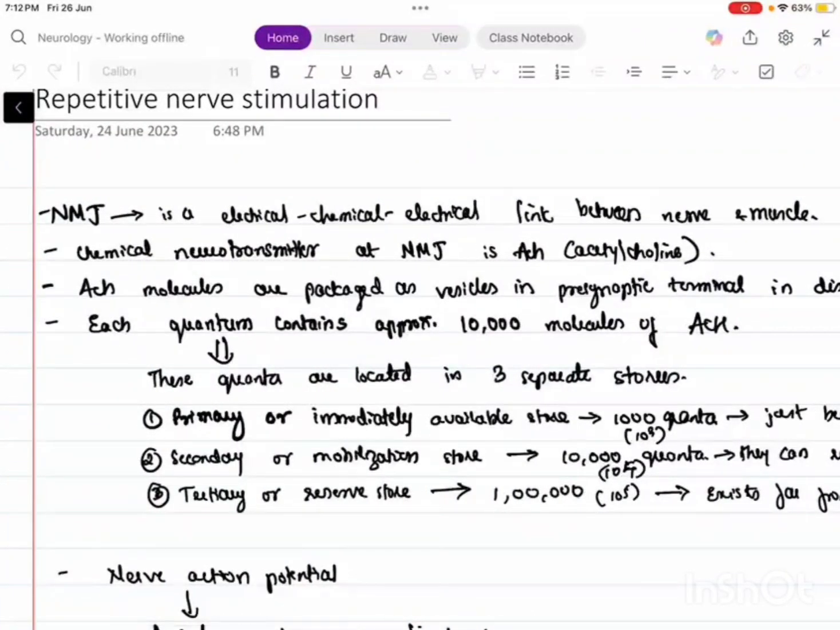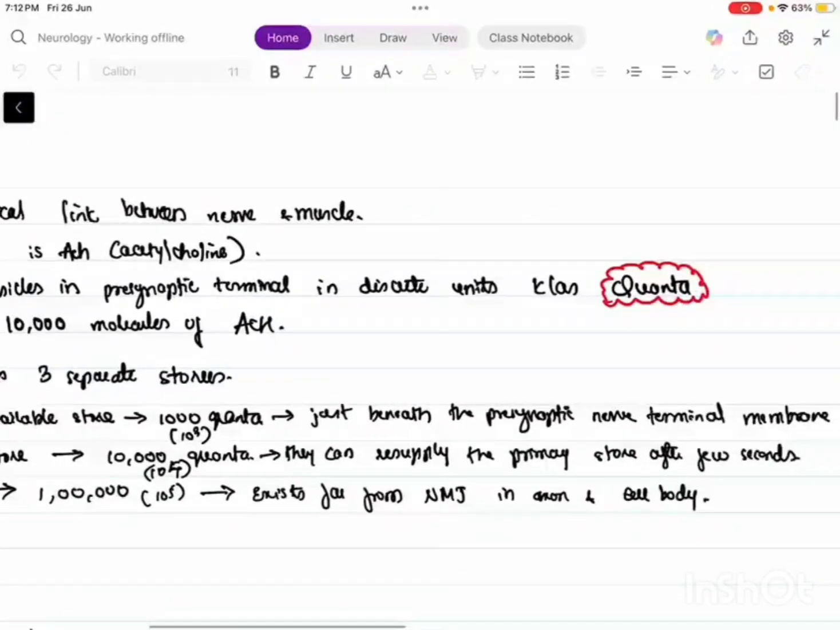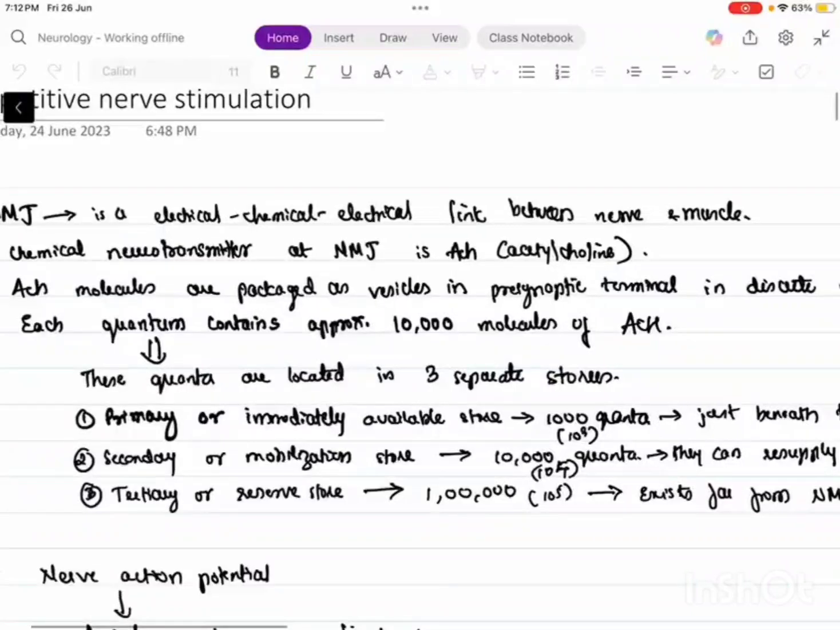The chemical neurotransmitter at the neuromuscular junction is acetylcholine. Acetylcholine molecules are packed as vesicles in the presynaptic terminal in discrete units known as quanta. These are the quanta, in the presynaptic terminal. Each quanta contains approximately 10,000 molecules of acetylcholine.